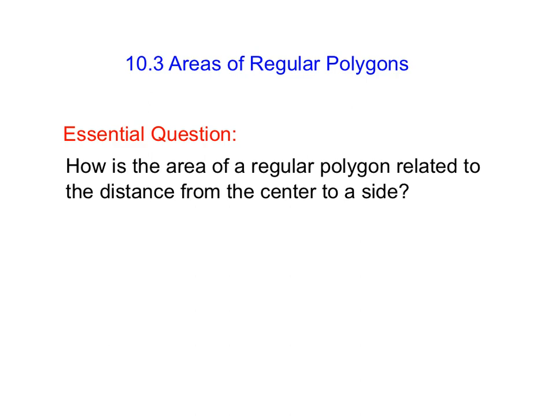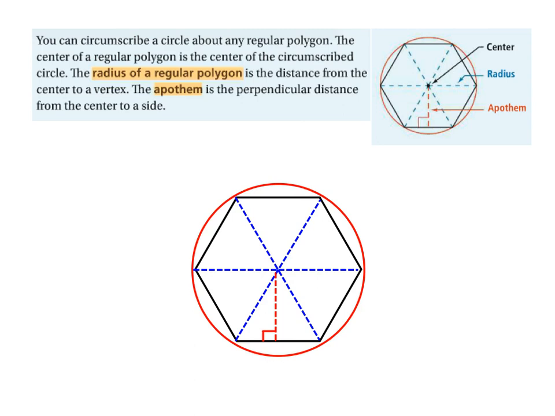Chapter 10.3 is areas of regular polygons, and the essential question is, how is the area of a regular polygon related to the distance from the center to a side? So we're talking about regular polygons, and we can circumscribe a circle about any regular polygon. So right here I have, what do I have? 6 sides, a hexagon. So I can circumscribe a circle around it.